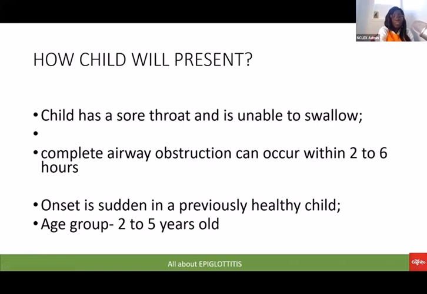So how will this child present? How will the child with epiglottitis present? You will have a child presenting with sore throat and being unable to swallow. So sore throat and being unable to swallow. And it can lead to complete airway obstruction within 2 to 6 hours. So that's why it is very important to know about epiglottitis. And interestingly, the onset is sudden in a previously healthy child, and the age group will mostly be between 2 to 5 years old.